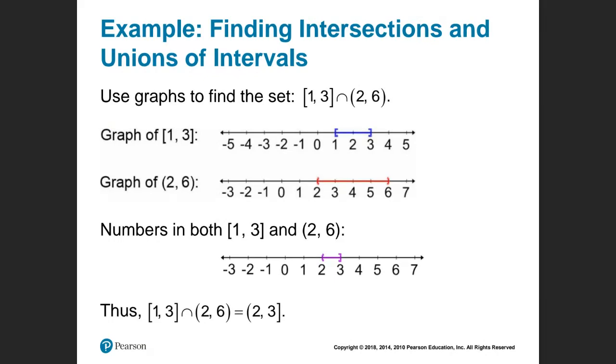Example. Use graphs to find the set: closed interval [1, 3] intersection open interval (2, 6). Okay, first we graph the closed interval [1, 3]. So this is the first one, 1 to 3. Okay, so this is closed. 1 and 3 closed. Then I just put the second graph.